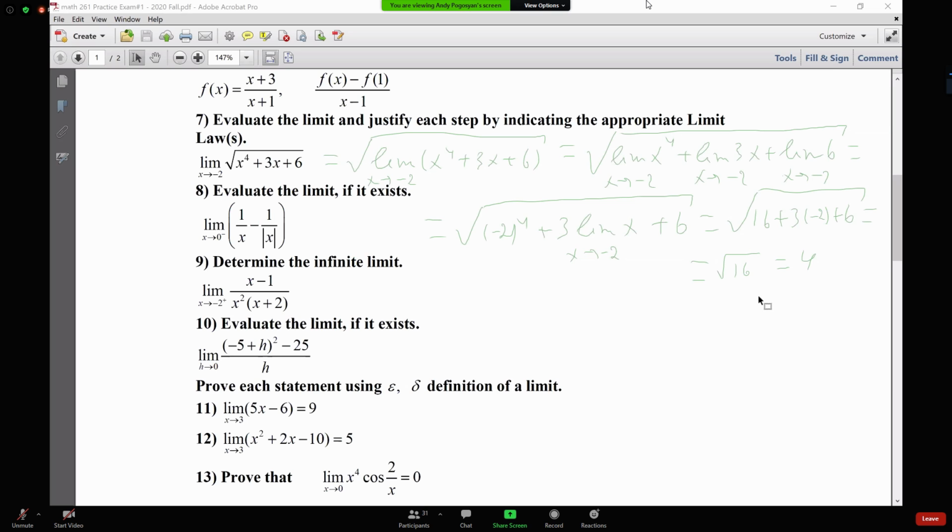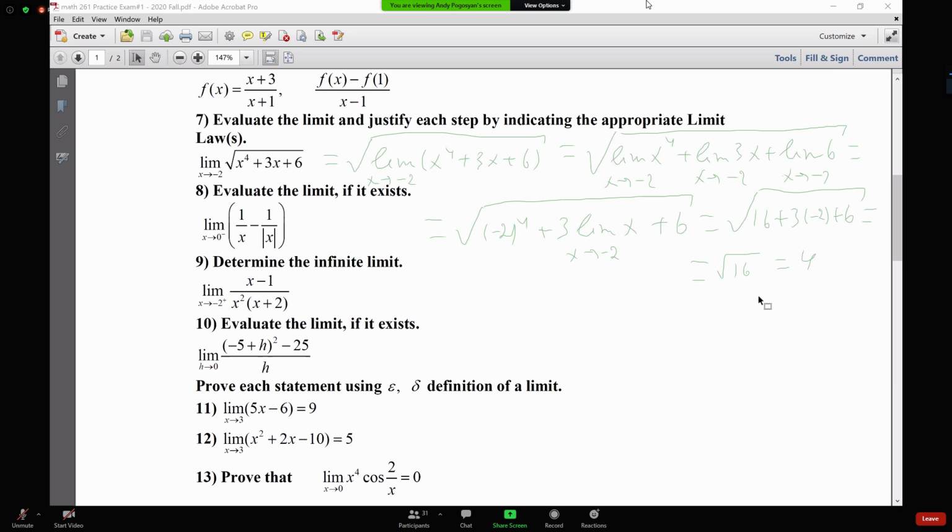Yeah, because I did the first step and went. But you need to. This one is continuous on its domain. So that means we can substitute the number as long as it's in the domain. So you can directly substitute and get 4. But that's not the question. That's not the direction for the problem. The question is to show that you know the laws.